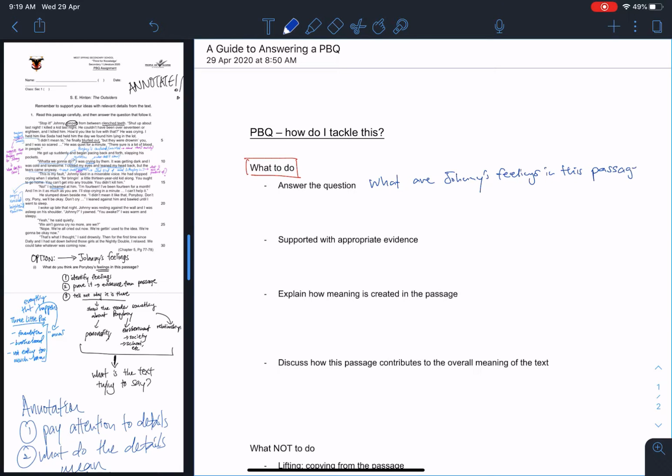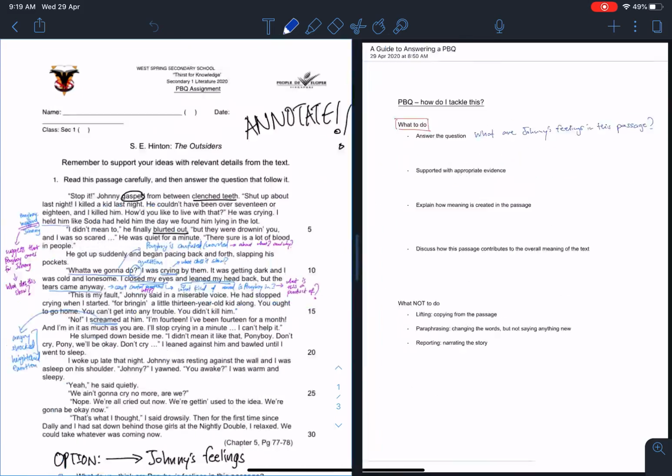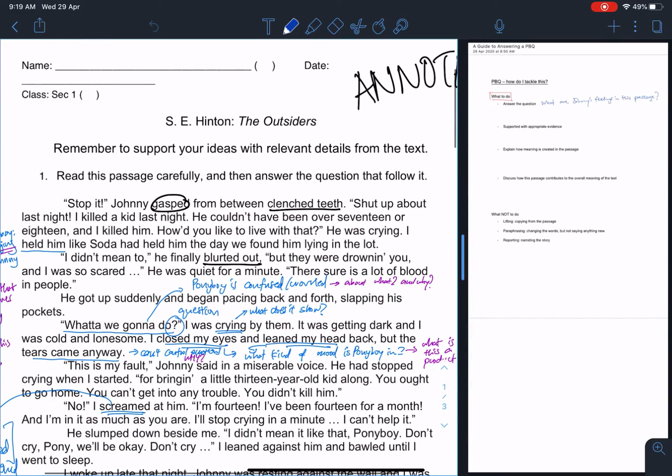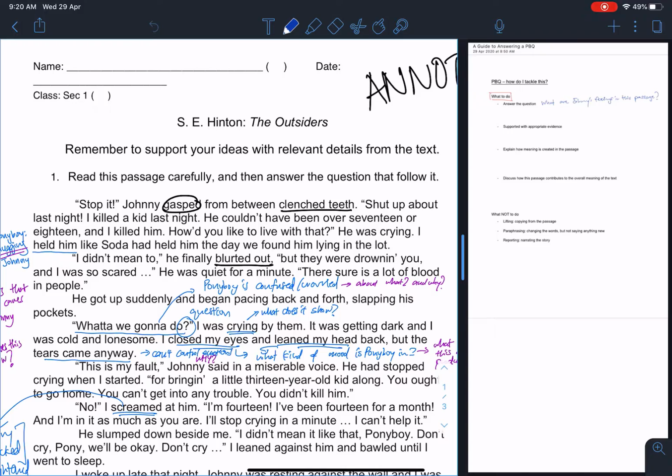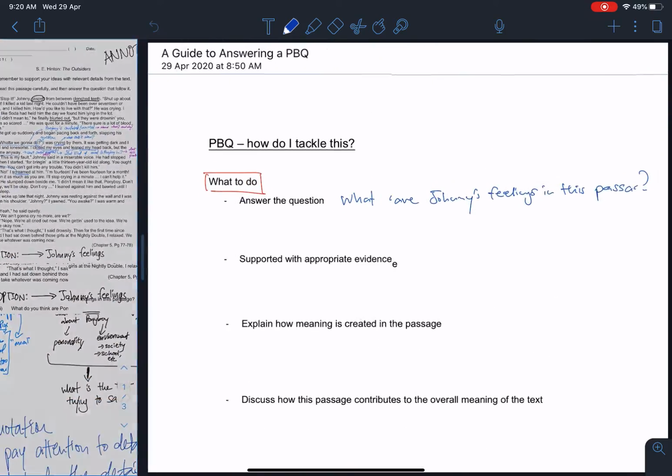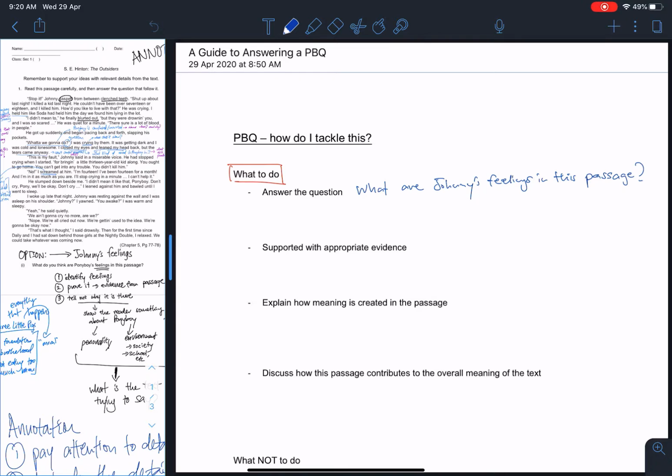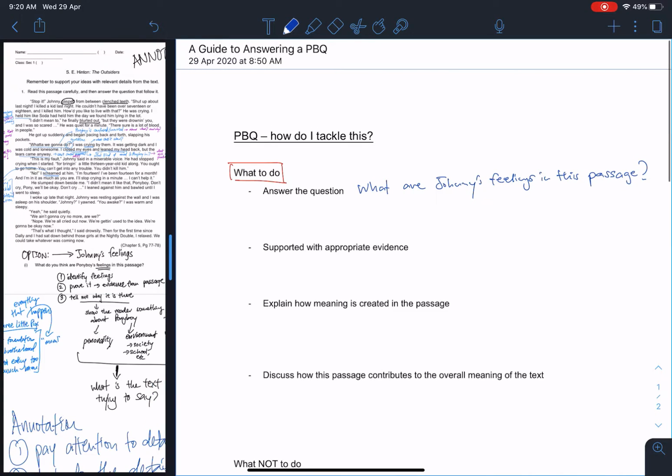If I look at the passage, if I just look at the first paragraph: "Johnny, stop it," Johnny gasped between clenched teeth. "Shut up, all about last night, I killed a kid, about last night, he couldn't be over 17 or 18 and I killed him." And so on and so forth. So my first impression is that Johnny is afraid. Or rather, if I can make it a bit more sophisticated, I can say he is fearful. So now I know that this is my answer: he is fearful.